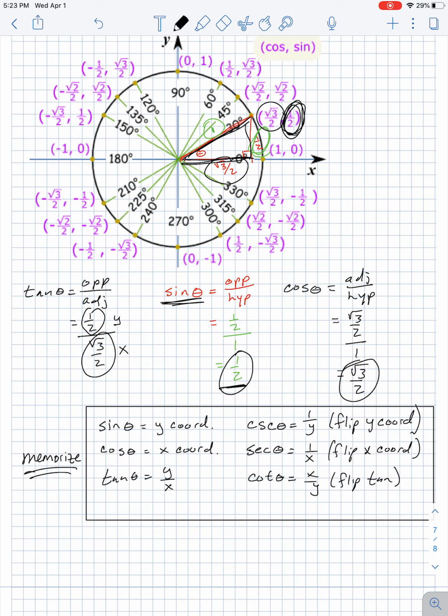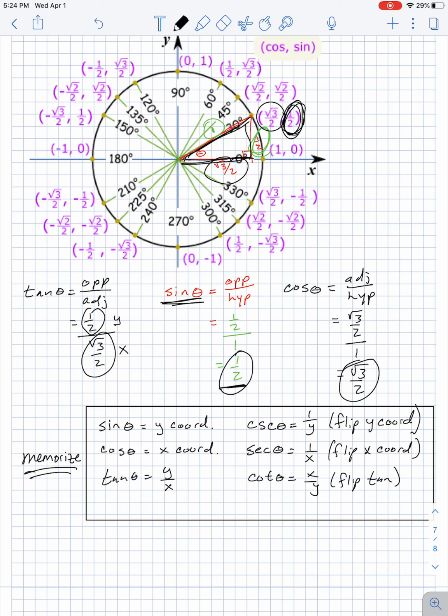You should be able to flip back and forth between them. In my brain it goes sine, opposite over hypotenuse, y-coordinate. I have both of those in my brain as definitions of sine. If I'm looking at triangles like we did in section 1, I'm thinking opposite over hypotenuse. If I'm on the unit circle, then I'm thinking xy coordinate. Now here's why the unit circle is helpful.